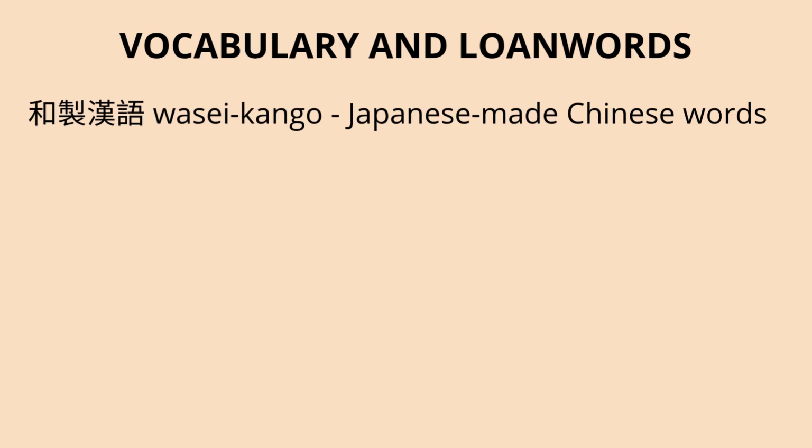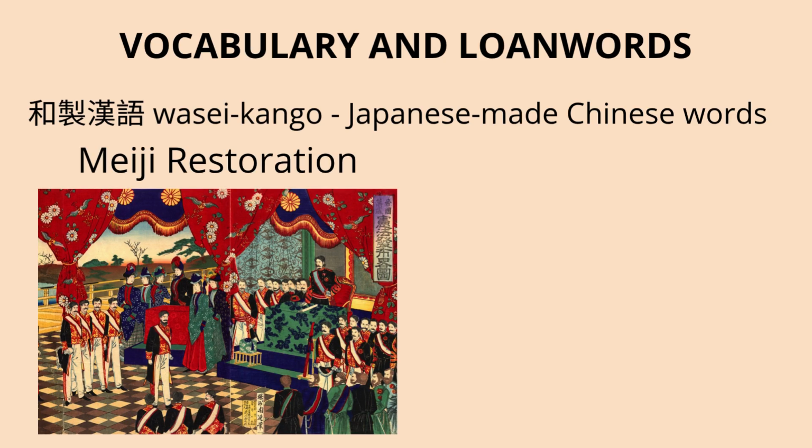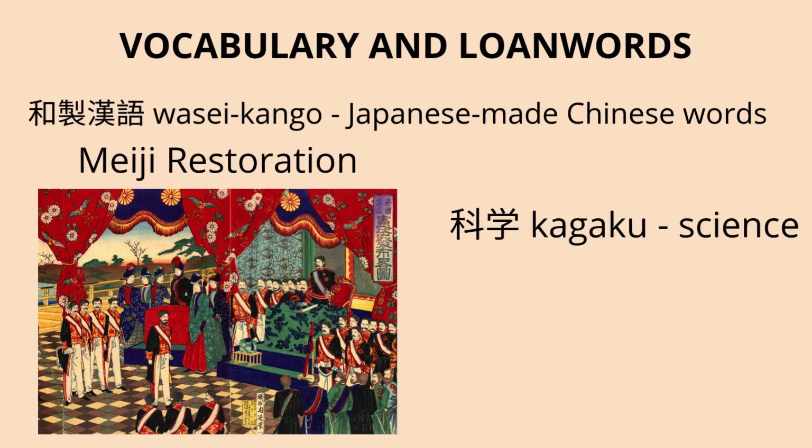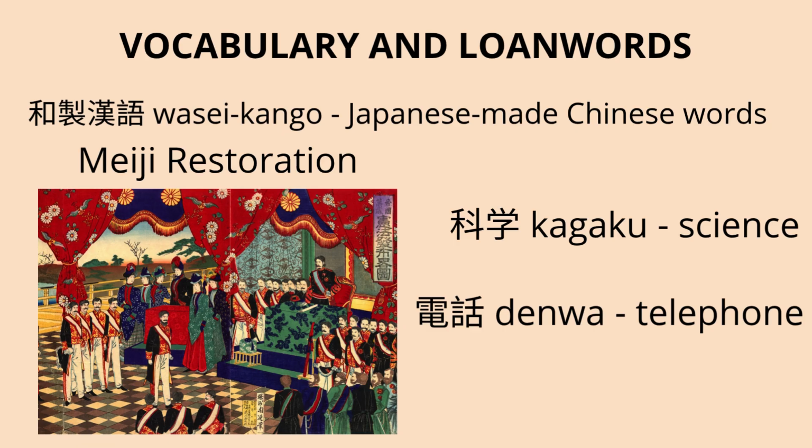Many wasei kango were created during a time called the Meiji Restoration in the late 1800s, when Japan was rapidly learning from Western countries. They needed words for new ideas like science, kagaku, or telephone, denwa. These words were so useful that some even went back to China, Korea, and Vietnam.